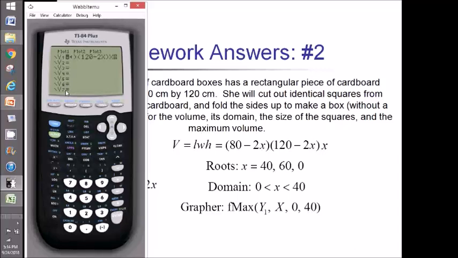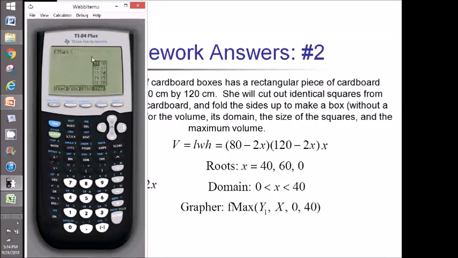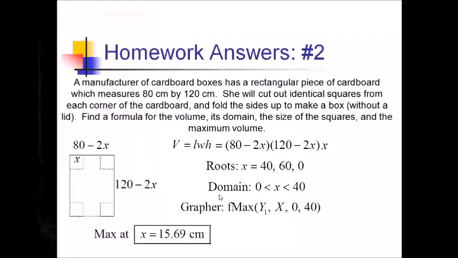Quitting out of all that now, going to my math menu, option number 7, fmax. Let me do alpha trace to get my y menu here. We'll put y1 in as the function, comma, it's always x next, and then our two domain numbers, 0 and 40. Enter. So that gives us the maximum at a square length of 15.69 centimeters.